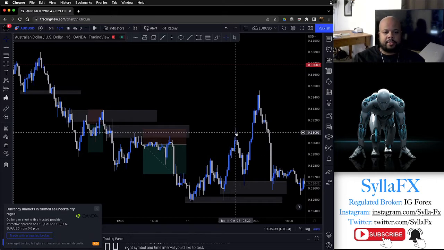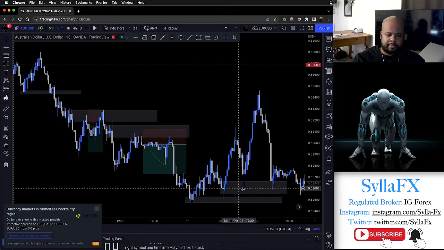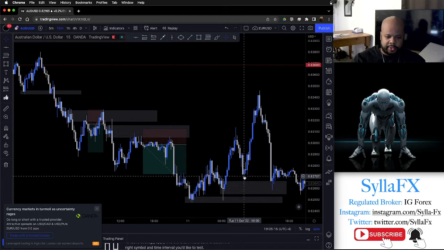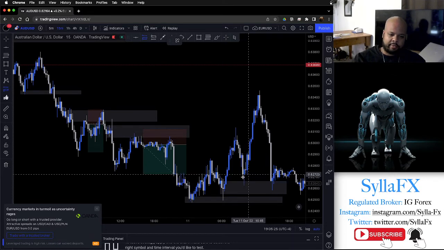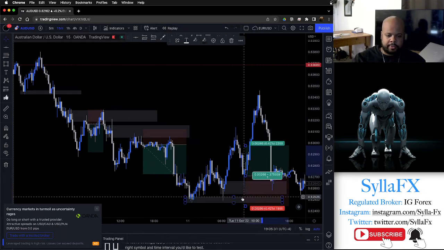So price does exactly that. Comes all the way down, pokes right into my demand zone, and a nice rejection. So what I'm going to do is take a buy position here. I wouldn't even wait until the close of that candle because the rejection is already happening. We're already close to the end of that 15-minute period. So right there is where my buy position would be.